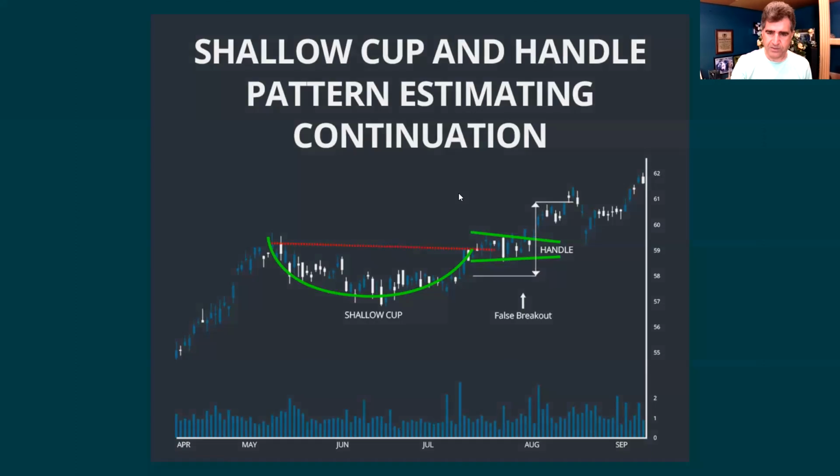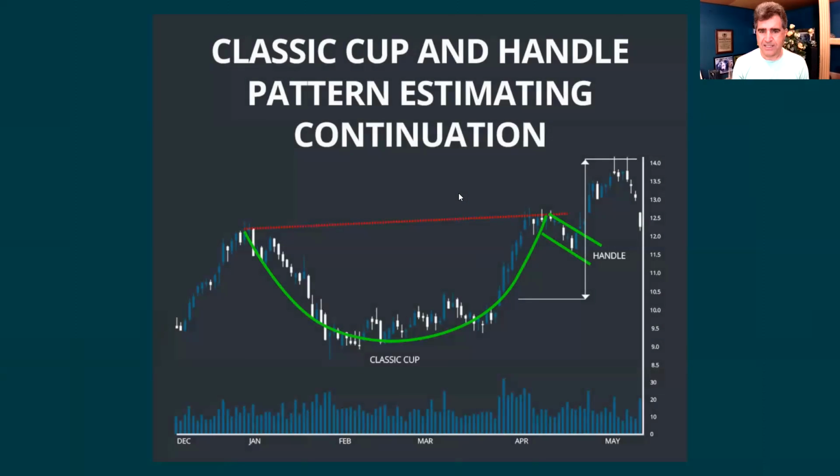So that's for the shallow. Now the classic cup and handle, and again, this is a sample that could be a little higher. You see the edges from right to left, and then we have a breakout again. So the target, what we talked about, is the height of this. Basically, once we break out, we want to have that height.